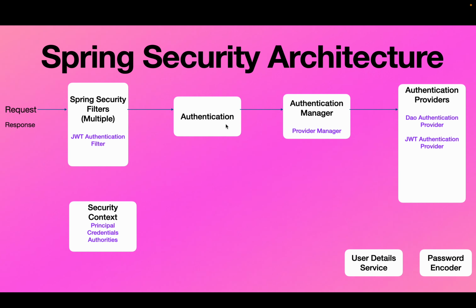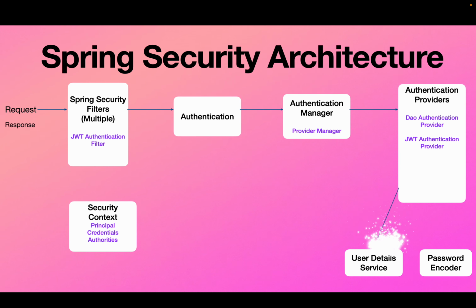This authentication object will be handed over to the authentication manager by the Spring Security filter, and this authentication manager will have multiple authentication providers. It will forward the request to one of these authentication providers. What will this authentication provider have? Only this authentication provider will have the actual logic for the authentication. So are we clear on these four steps? Let's try to understand further.